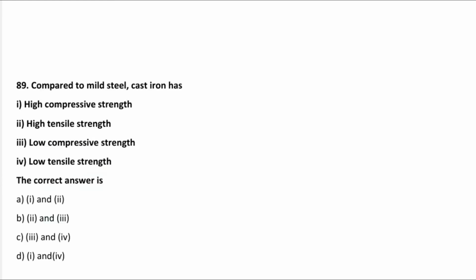So next question. Compared to mild steel, cast iron has: 1. high compressive strength, 2. high tensile strength, 3. low compressive strength, 4. low tensile strength. So the correct answer is option A 1 and 2, option B 2 and 3, option C 3 and 4, option D 1 and 4. So the correct answer is option D, 1 and 4. So that is high compressive strength and low tensile strength.